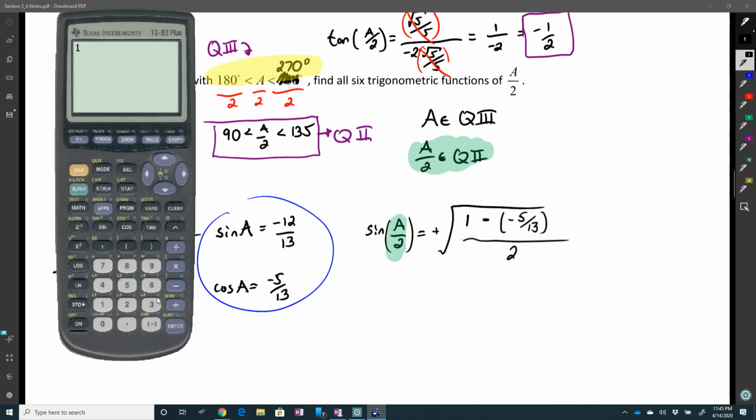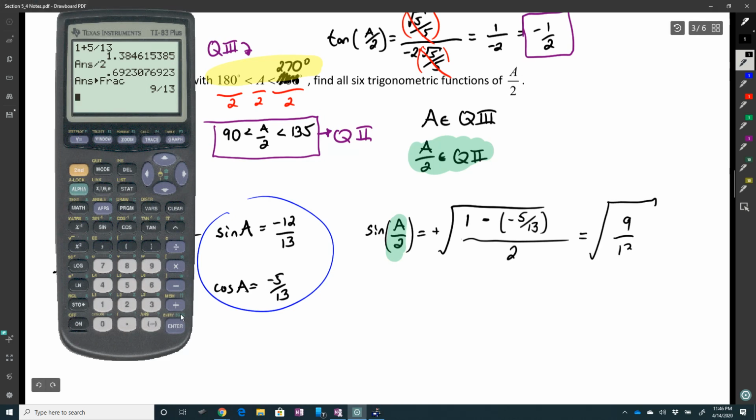So that's a double negative, so that's 1 plus 5/13 over 2. And then you can just math 1 that. So that gives me 9/13, which is 3 over square root of 13. And then you can rationalize that to get 3 square root of 13 over 13. Okay, so that's sine of A over 2.